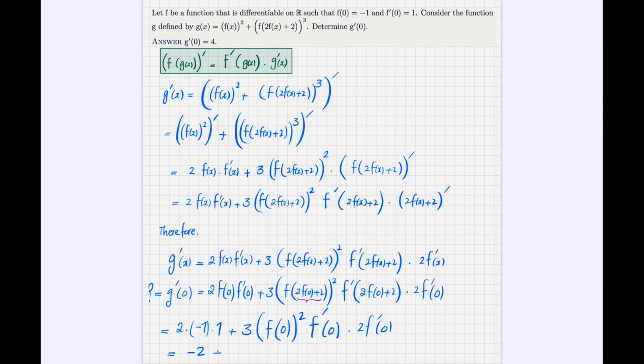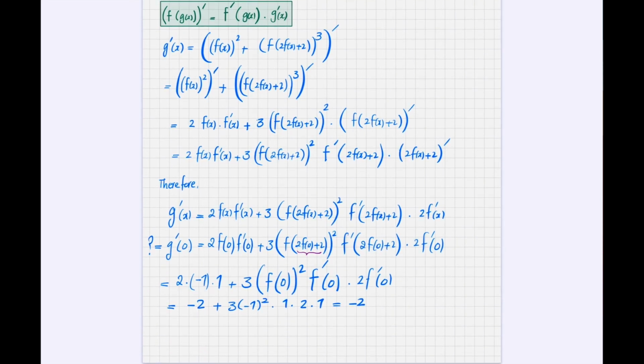and then I will have plus 3 times (-1) to power 2 multiplied by 1 multiplied by 2 times 1. So if you calculate this, this is -2 plus 6, and then the answer is 4. So g prime of 0 is eventually equal to 4. Yes?